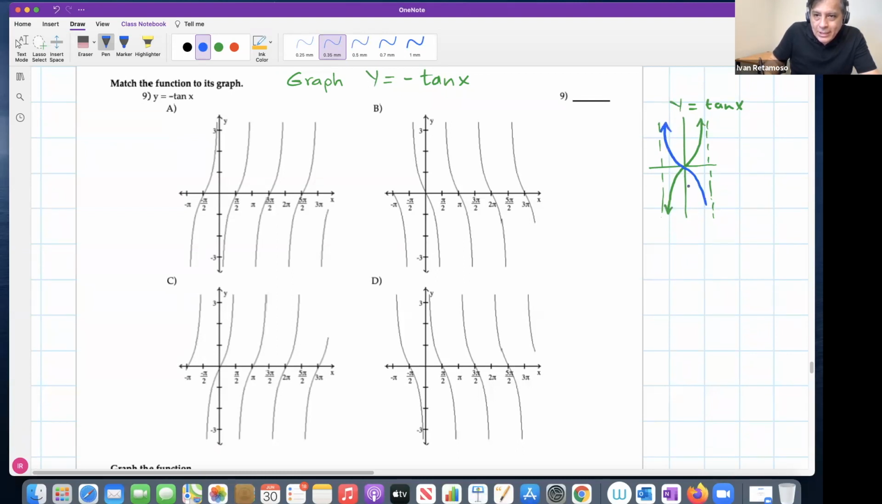So you get another chair, but what I call a decreasing chair from left to right. This chair is increasing from left to right, this is decreasing. So this should be the graph that we're looking for, right? y equals negative tangent of x. And clearly, the only one that is showing that is this, right?